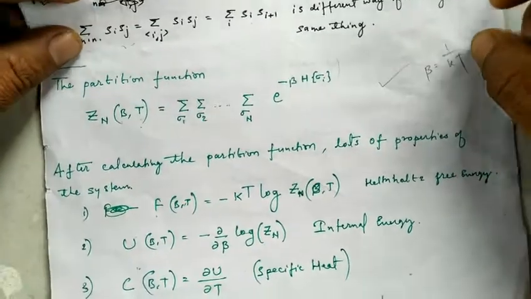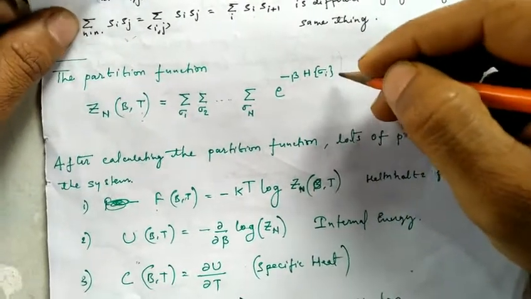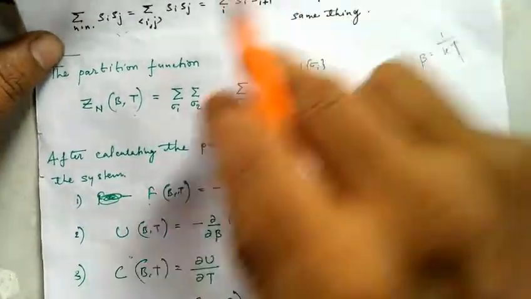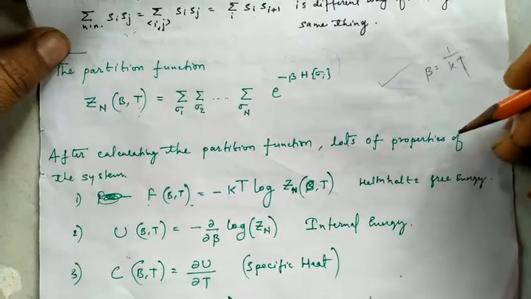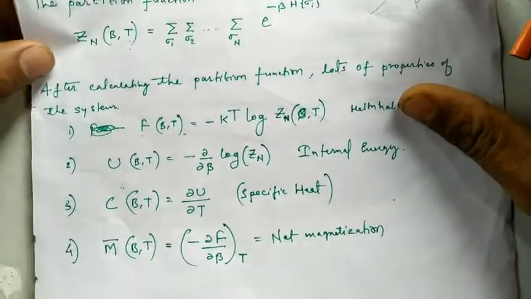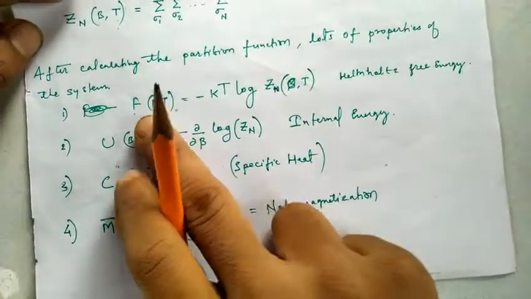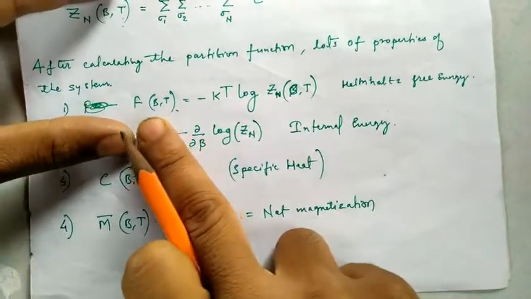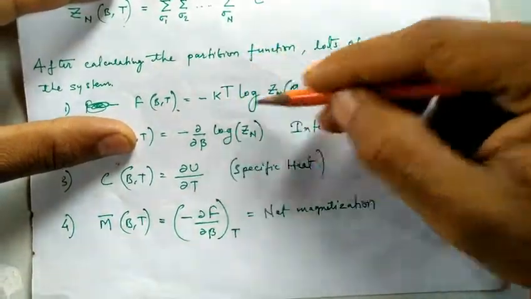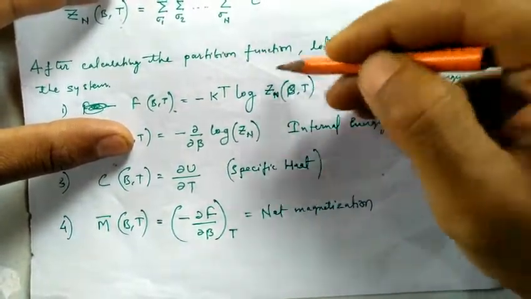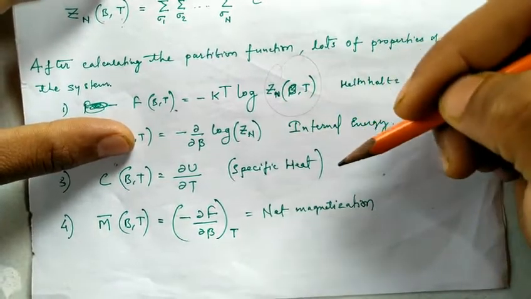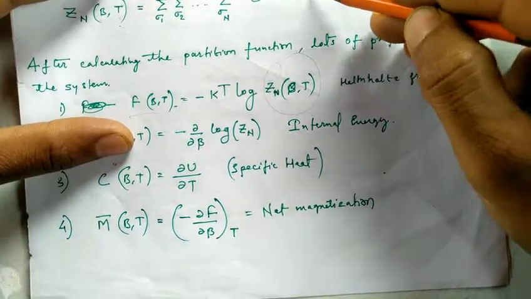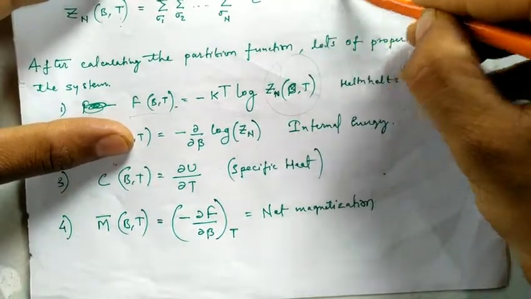Now why do we need this partition function, why is it so important, friends? The partition function is so important because after calculating it you can calculate lots of properties of the system. Let's see what properties you can calculate. You can calculate the free energy of the system. The Helmholtz free energy can be calculated using this formula, and you can see that to calculate the free energy you need the partition function. That's why the partition function is calculated first.